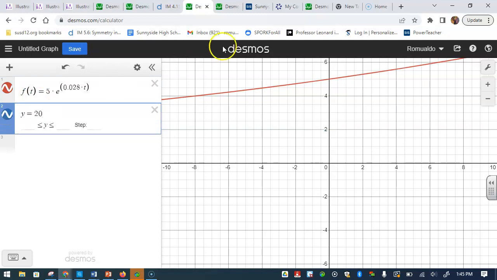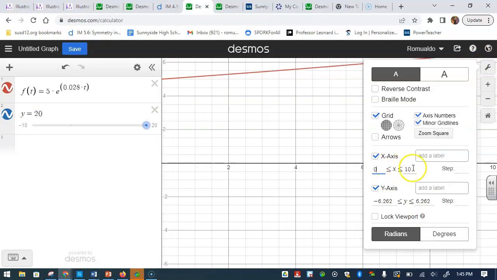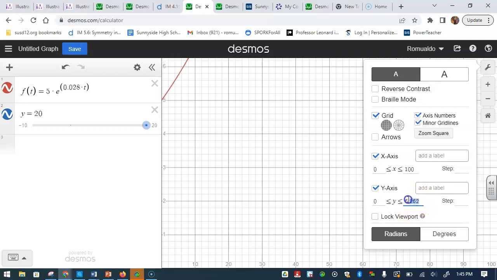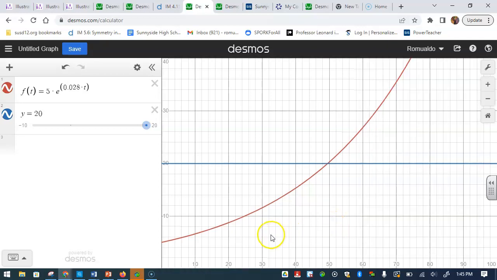Now we can't see the whole graph, right? So we do some adjustment here, changing the scale. The first one is from 0 to 100, so it's 100 years. And the population of the United States, from 0 all the way to 40, that's 40 million. Here's the graph, and you can clearly see that's 20 million. This is the line, and this is the graph. You can see as the years pass since 1800, there's one point where they meet.